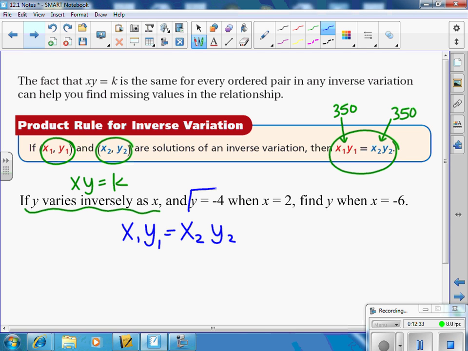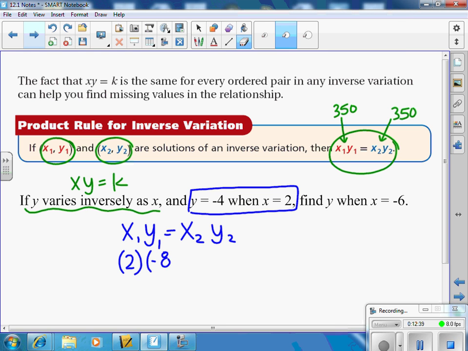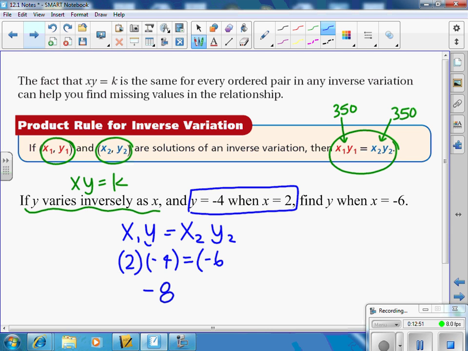So the first set of data we're given is this. X equals 2, y equals -4. I'm writing the answer down. So we know just from this side, k has to be -8. So let's use that to find what y would be when x equals -6. So -6 times what we don't know, it's a y value. So we get this equation right here that we all know how to solve.